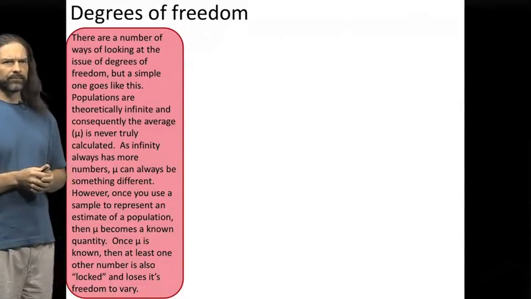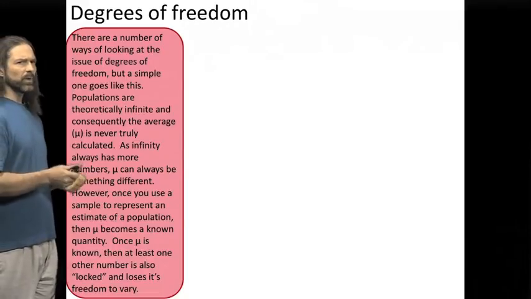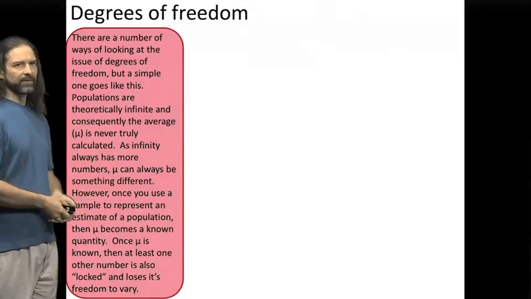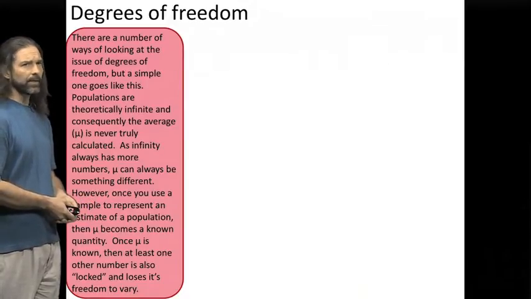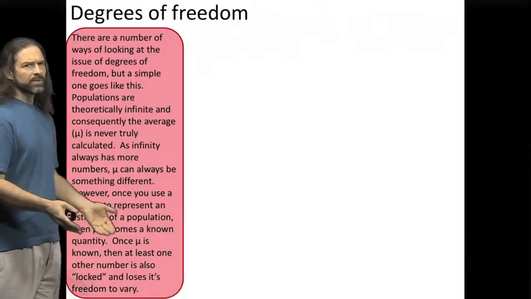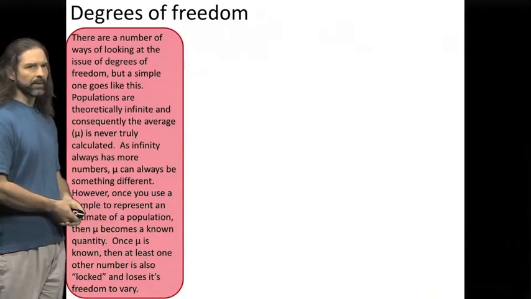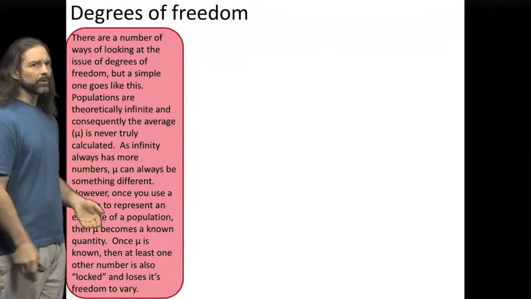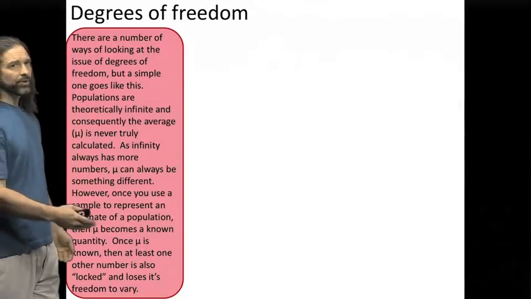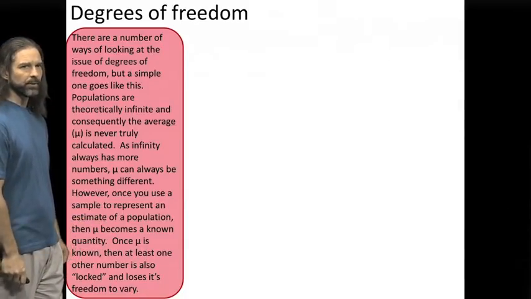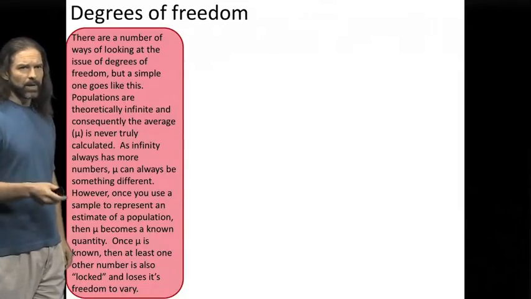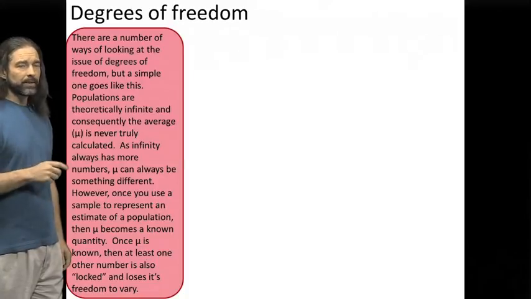Well, there are a number of ways of looking at the issue of degrees of freedom, but a simple one kind of goes like this. Populations are theoretically infinite, and consequently, the mu average is never truly calculated. If I have an infinite number of values, I can never plug the last value into the formula. So because it's never actually calculated and it's got an infinite number of values, mu could always be something different. As I run across more values, that could change slightly the overall computation of mu.